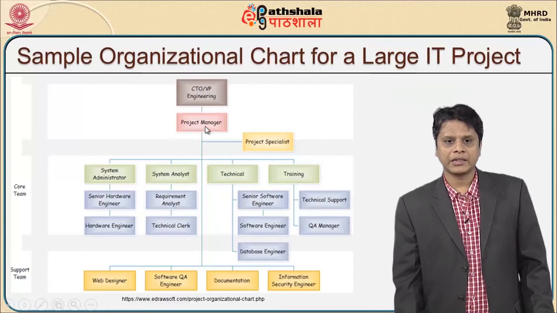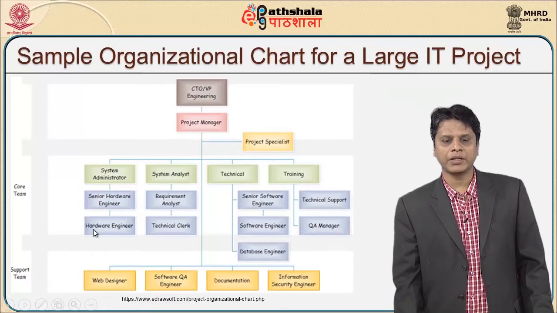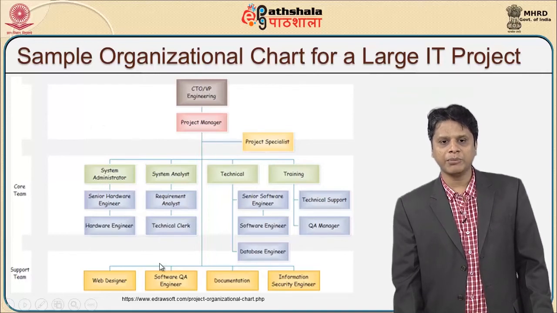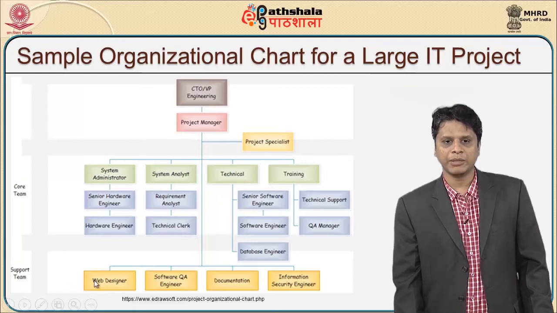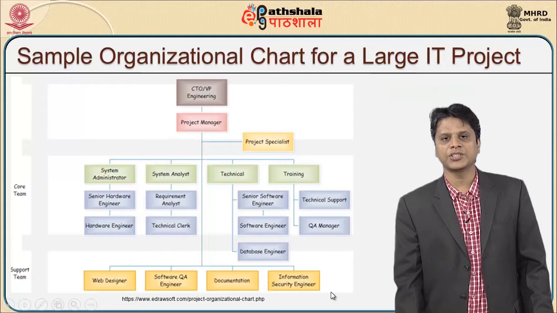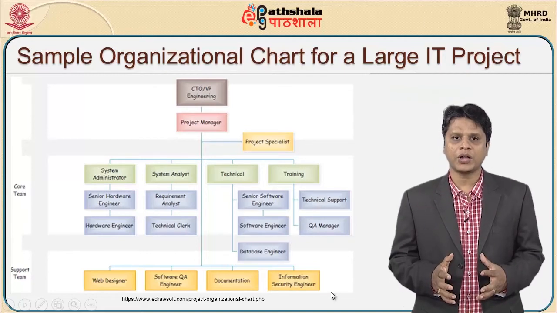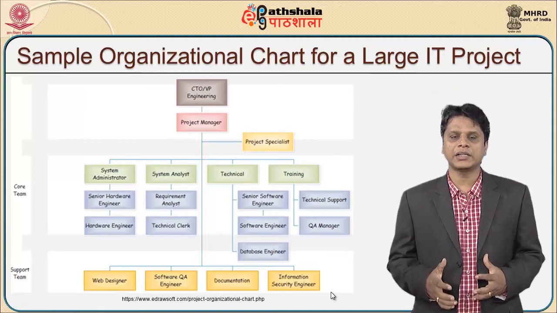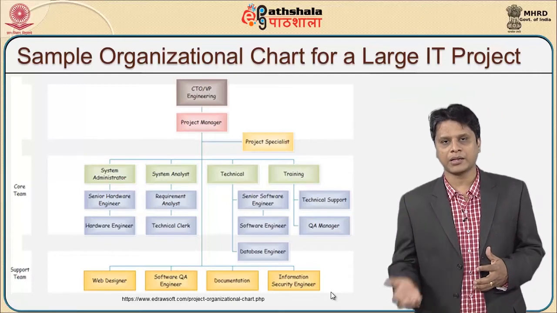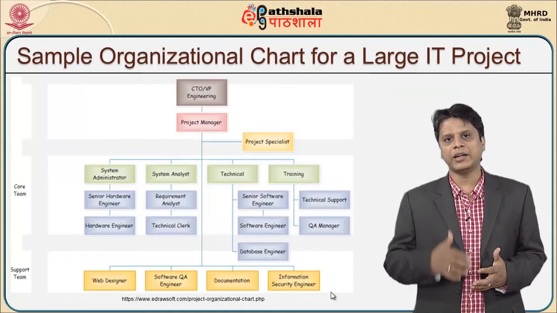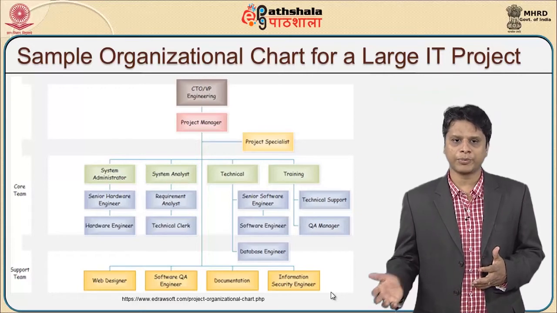And not only that, there needs to be a support team, and most of this is a core team. There needs to be a support team who will actually develop the entire quantum of work. There should be a web designer, a software QA engineer, a quality assurance engineer, a documentation team, and an information security engineer team, which looks after the entire support and maintenance that will happen during the implementation and also at the later part of the development of a project.